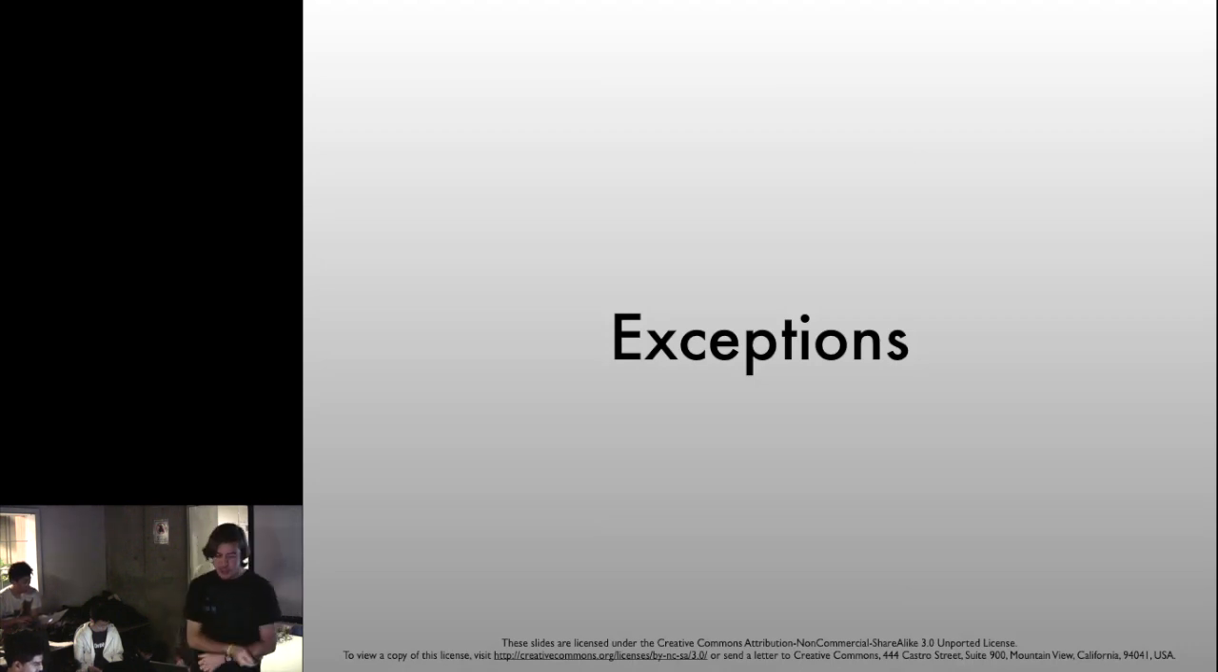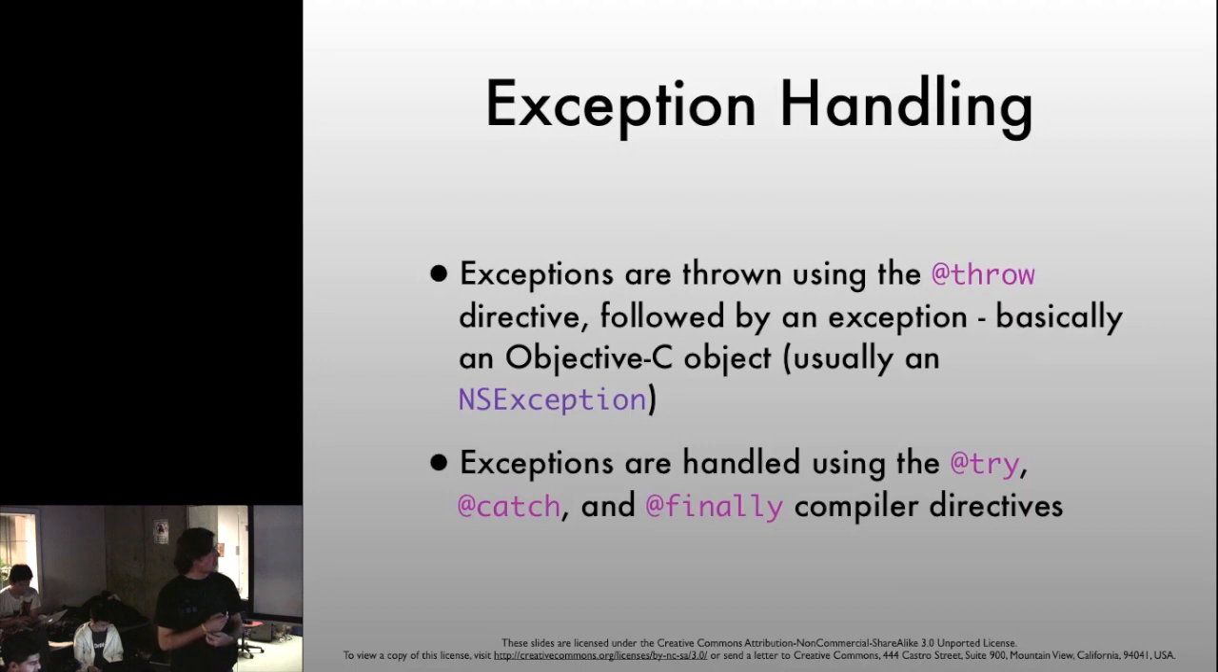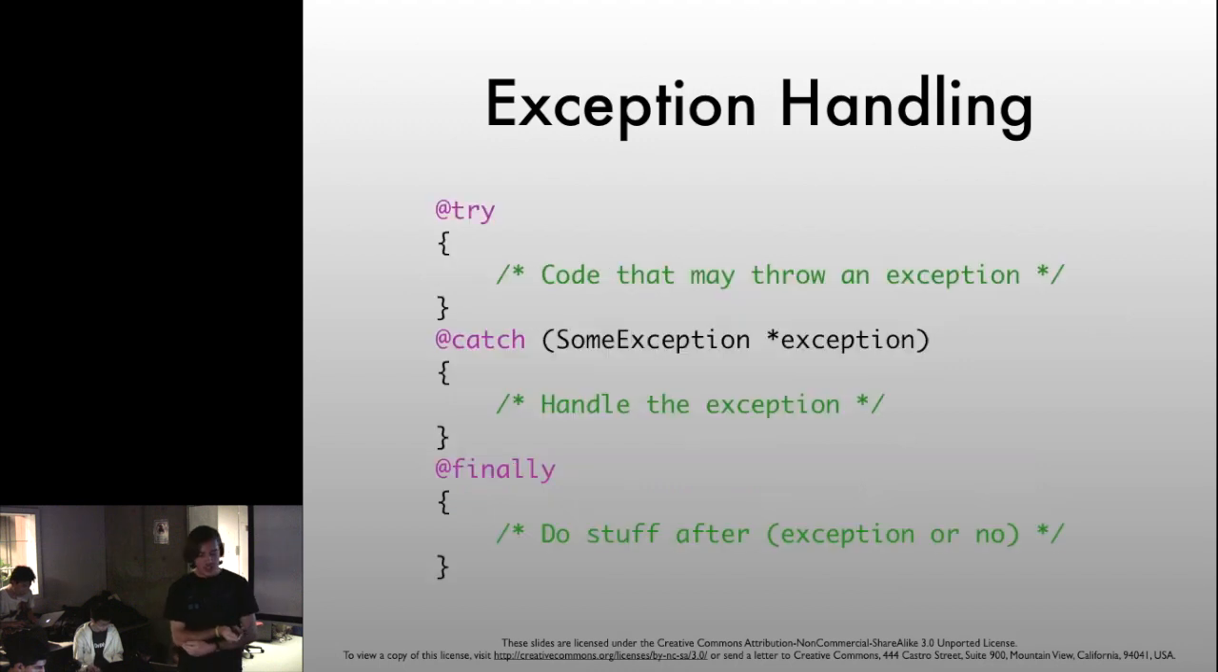Okay, so one last really short topic, and it's short because you don't use them very often in Objective-C, is exceptions. So Objective-C has exception support. You can throw exceptions using the @throw directive, and then the next statement is usually an exception object. It's basically an Objective-C object, usually an NSException, and then you handle exceptions using @try, @catch, and @finally. And you can catch multiple different kinds of exceptions using multiple different catch blocks. So here's an example of using a try-catch for different exception types. Objective-C exceptions are rather inefficient, which is one of the reasons the language doesn't use them very much at all.